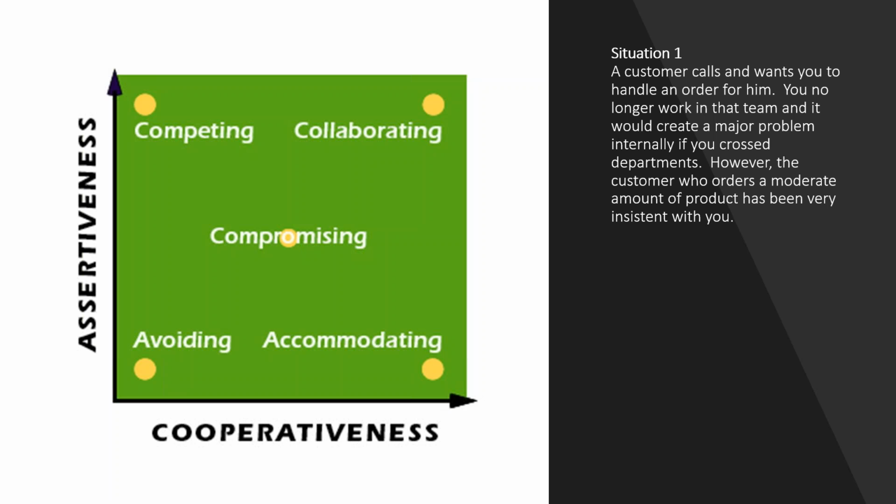If you accommodate, which might seem like a reasonable proposition at the time, in other words, you take the order for the customer on the basis that they order a moderate amount of product, you're going to have some problems internally. Not only are you going to have some problems internally, you're probably going to train that customer to come back to you next time and the time after. So you're training them to continue to communicate with you, even though it's not necessarily a good thing to do. So that's not really a good solution.